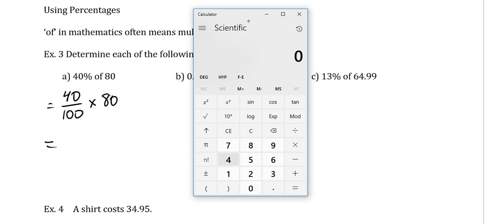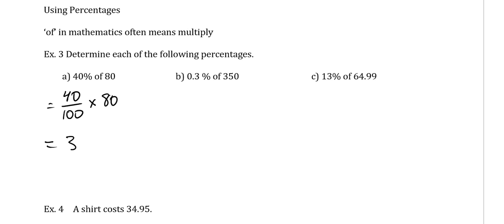And on my calculator, I just do 40 divided by 100 times 80. That gives me 32. So 40% of 80 is 32. That would mean 32 out of 80 would be 40%. If that was like a test, it wouldn't be a very good mark, but that's what you would get as a percentage there. Does that make sense? Try the next two.